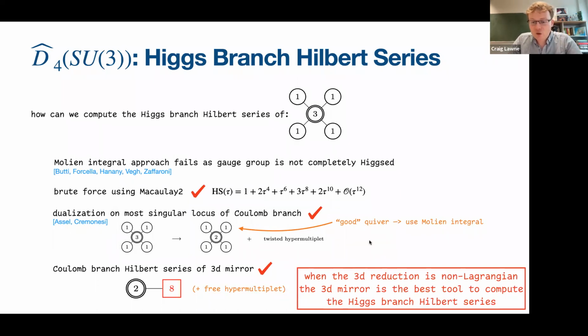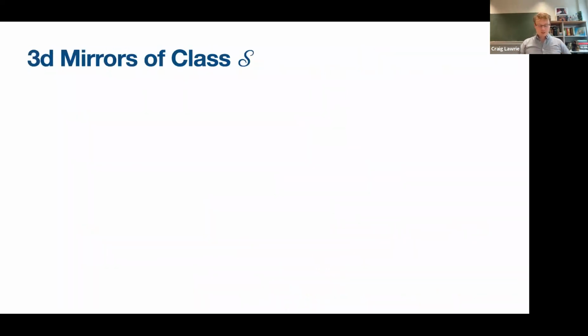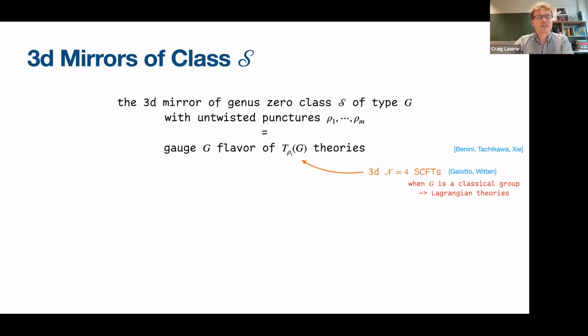Okay. So when the 3D reduction is non-Lagrangian, then certainly the first 2 of these options are not really options. And so the most potent tool would be to compute the Coulomb branch Hilbert series of the 3D mirror. So we need to know how to do that. There's been some long-standing program of trying to understand the 3D mirrors of class S theories, and this was done, for example, in this paper of Benini, Tachikawa, and Xie from, I guess, 2011, sounds about right.